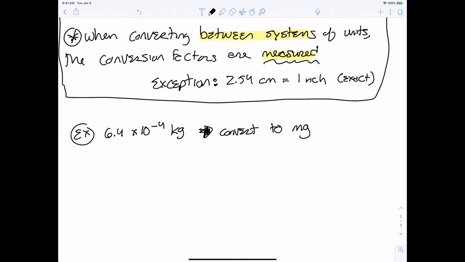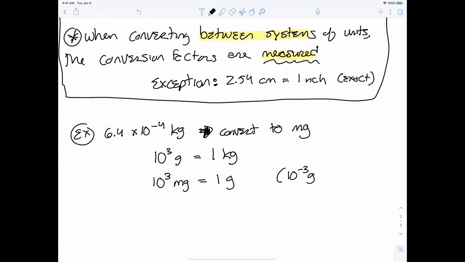So I know, and hopefully you guys are starting to know, that there are 10 to the 3rd grams in 1 kilogram. And then again, I like positive exponents, so I'm going to say there's 10 to the third milligrams in 1 gram. If you prefer, you could say that there's 10 to the negative third grams in 1 milligram if you like it that way better. I do not, so I'm not going to do it that way.